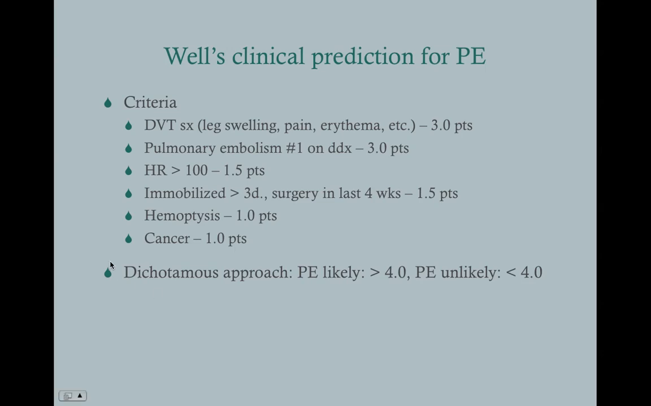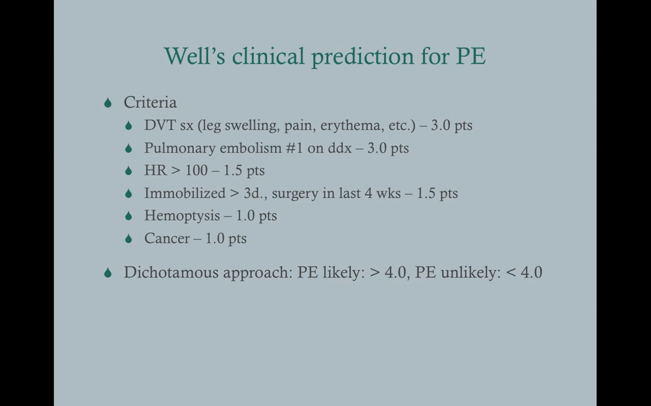So if the patient has DVT symptoms, that's 3 points. Most patients who have PE do have DVT symptoms: leg swelling, pain, erythema, Homans sign, etc. That's going to be 3 points. If pulmonary embolism is number 1 on your differential, that's 3 points. If the patient has a heart rate greater than 100, that's 1.5 points. If the patient has been on bed rest, immobilized for more than 3 days, or if they've had surgery in the last 4 weeks, that's 1.5 points. If they have hemoptysis, or if they have cancer, both of those are 1 point.